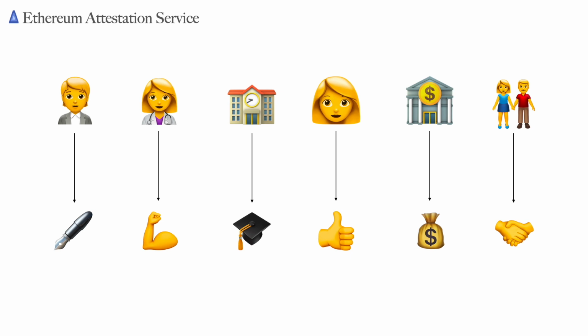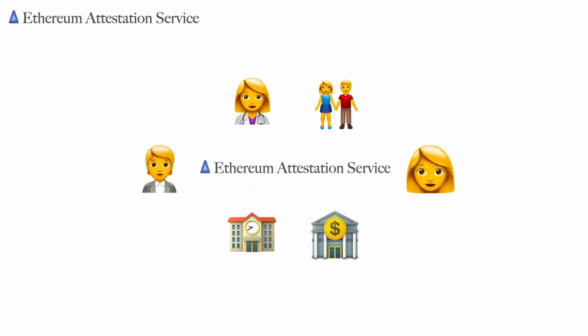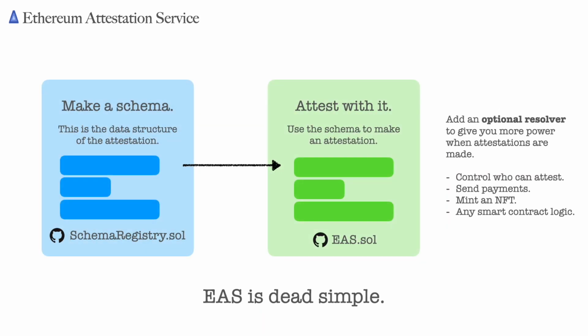The interactions are endless. At the heart of every interaction, whether it's a financial transaction or a simple online conversation, trust is essential. EAS enables anyone to make attestations on-chain or off-chain about anything. What is beautiful about EAS is that while it has numerous applications, at the core it is very simple. It only uses two simple contracts, the Schema Registry contract and the EAS contract.